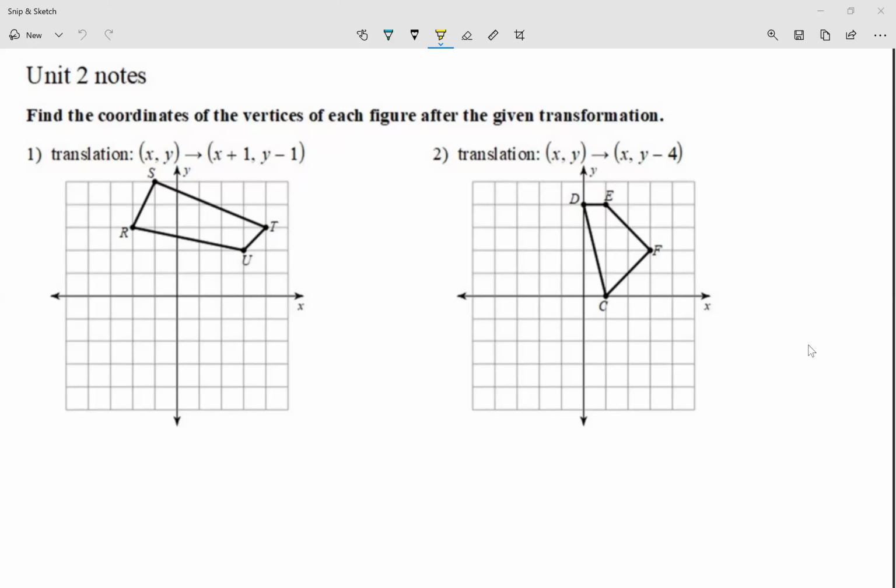Now, Unit 2 is mainly about transformations. Interesting. Transformations. I know there's a movie that comes out with a similar name.